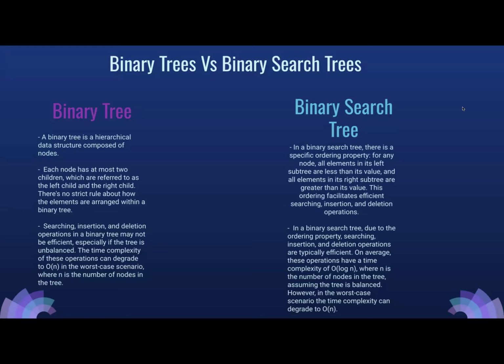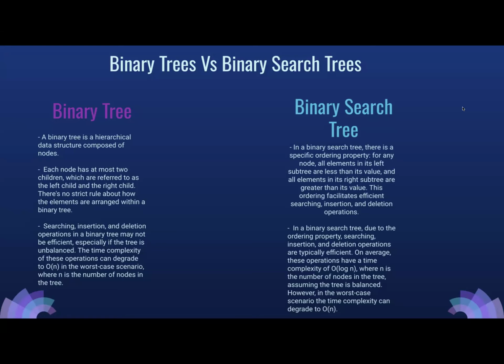There is no strict rule about how the elements are arranged within the tree. And then you have your operations: searching, insertion, and deletion, all right? These operations may not be as efficient, especially if the tree is not balanced, and you have a time complexity of O of n in the worst case scenario, where n is the number of nodes in the tree, all right? Now, the biggest difference between a binary tree and a binary search tree is that in binary trees, it doesn't really matter how you have them set up.